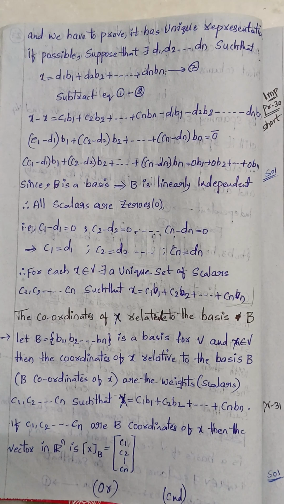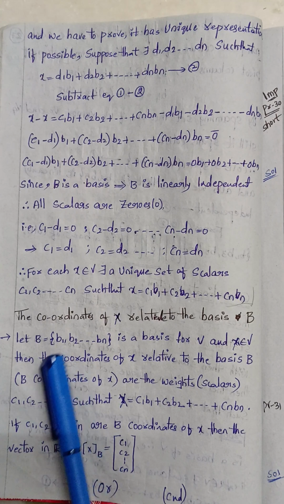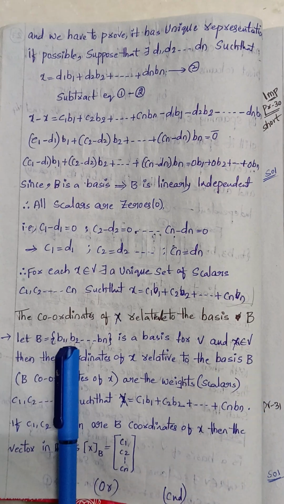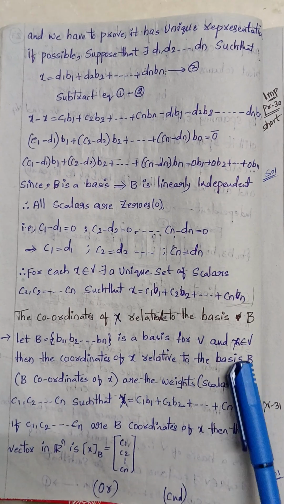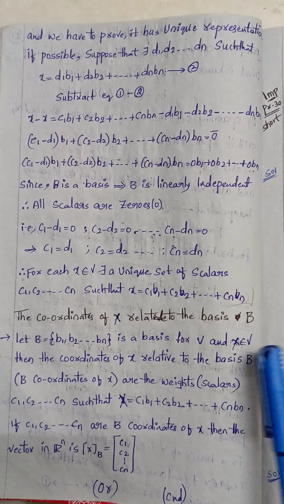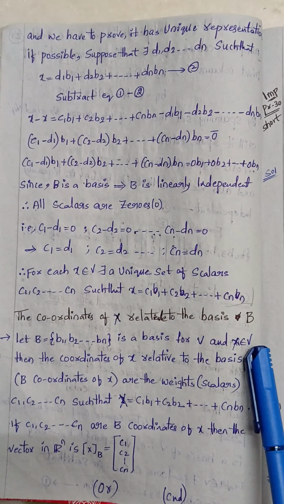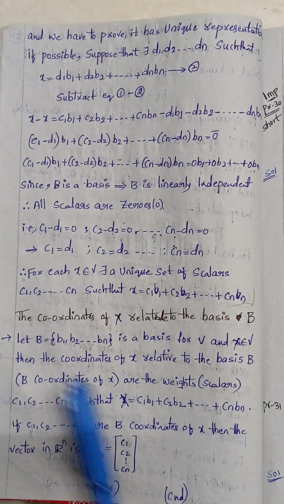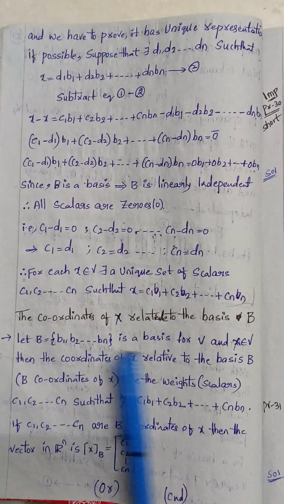Hello students. Today's topic: the coordinates of x relative to the basis B. Suppose we take a basis for a vector space V and take one vector x from this vector space. This vector belongs to the vector space in the sense that it can be expressed as a linear combination of all the basis vectors b1 to bn.